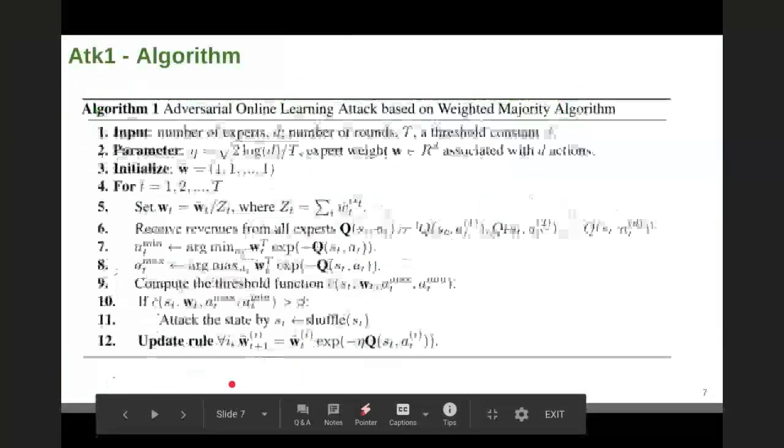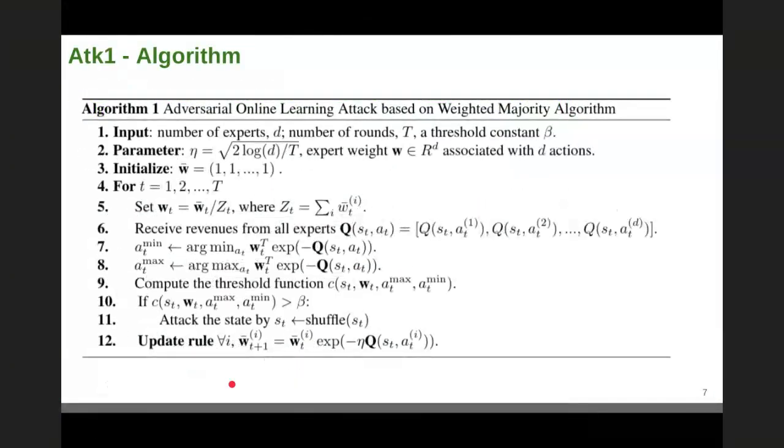attack. And then based on this, we have our algorithm, which is the adversarial online learning attack based on the weighted majority algorithm. This is the first algorithm, a white box attack. The input is the number of aspects, which is d. The number of rounds is the iteration, which is t. And the threshold constant is b. So we gradually estimate the threshold, and try to initiate the weight and gradually update.